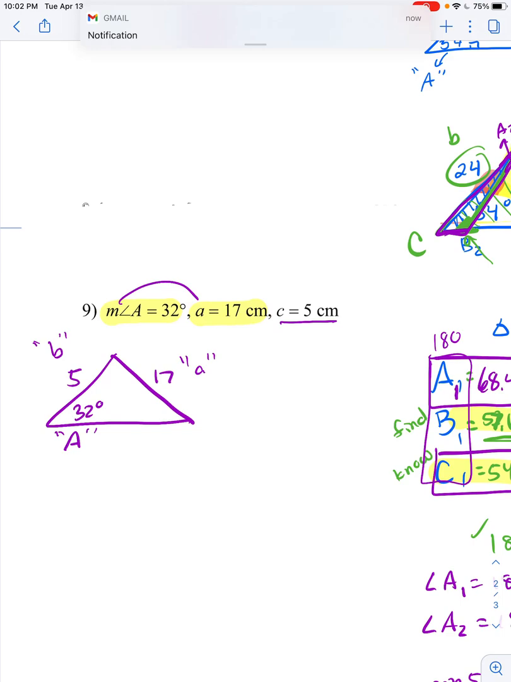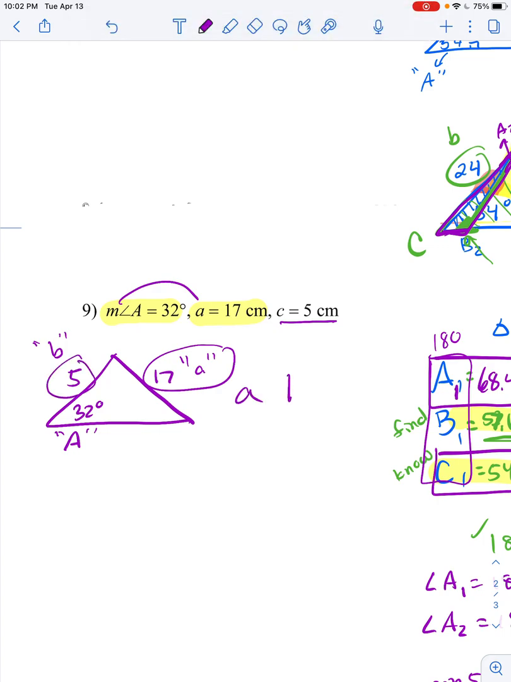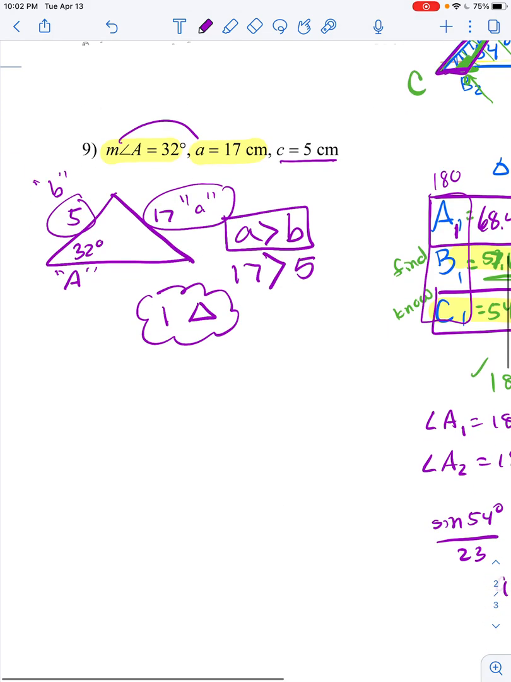My job is to compare the side across to the other given side. And in this case, this is a 17, other side's a 5. Obviously, A is bigger. If I look back at my notes, that tells me I'm only going to have 1 triangle, and that's awesome news after how long it took me to do 8, because that means I can go back and do this the way we were doing it long before this horrible ambiguous case came along.